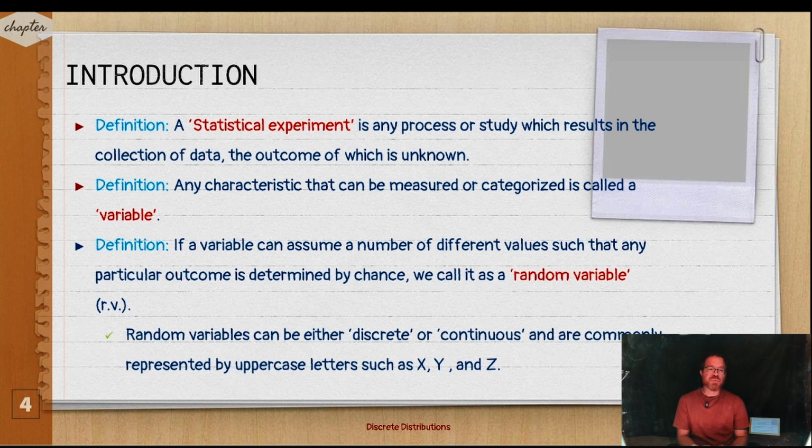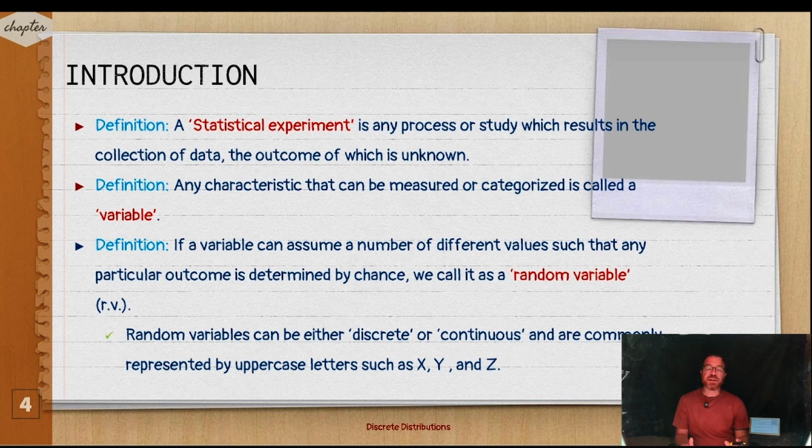If a variable can assume a number of different values such that any particular outcome is determined by chance, this is called a random variable. So like I just said, a random variable is a variable which represents some specific characteristic of our data that we do not know the outcome of until we actually gather the data. For example, if I roll a die, I might know that the variable x is the outcome, which could be 1, 2, 3, 4, 5, or 6. But it's a random variable because until I actually roll that die, I do not know what the outcome is. Once I've rolled it, now I have an actual outcome.